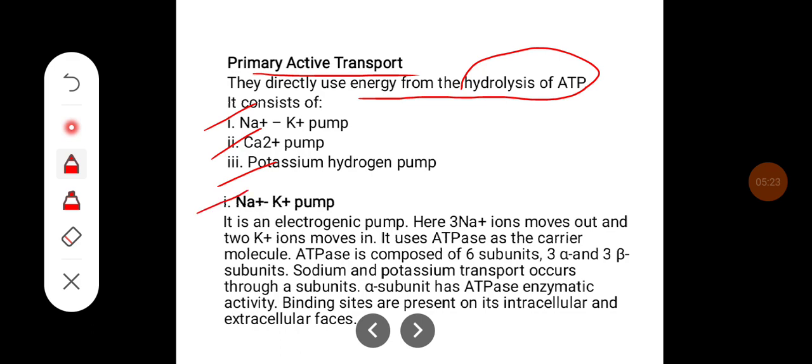The sodium potassium pump is an electrogenic pump. Here 3 sodium ions move out and 2 potassium ions move in. It uses ATPase as the carrier molecule, and the ATPase is comprised of 6 subunits, 3 alpha and 3 beta subunits. Sodium and potassium transport occurs through the alpha subunit. The alpha subunit has ATPase enzymatic activity too, and binding sites are present on its intracellular and extracellular faces.